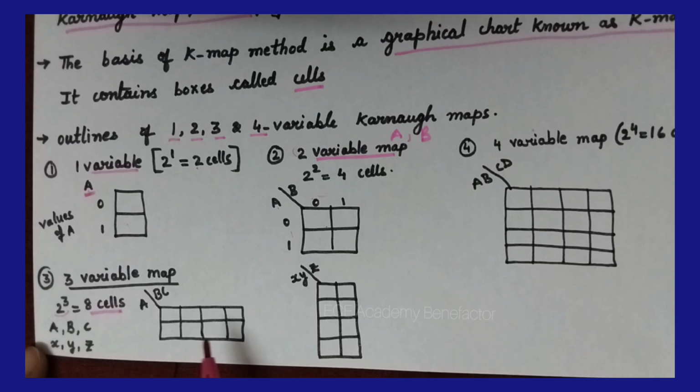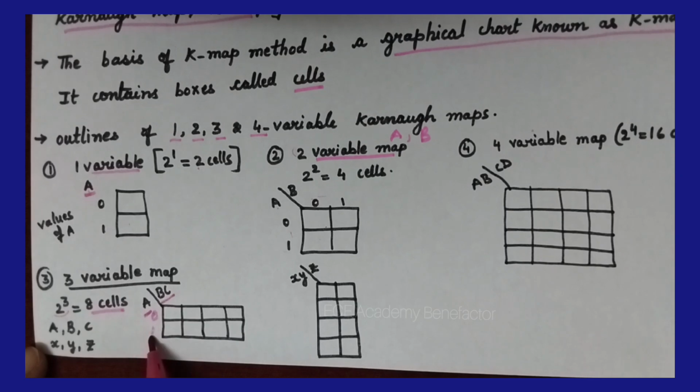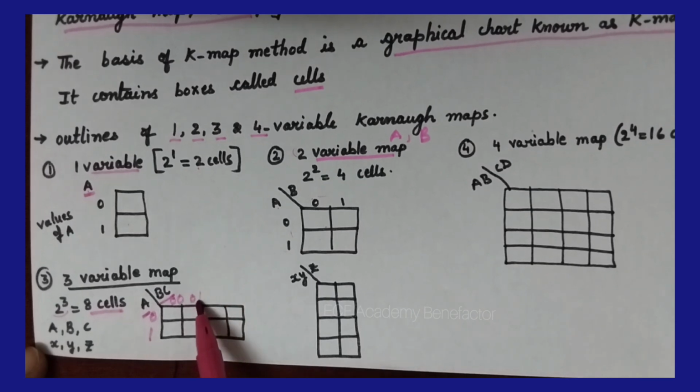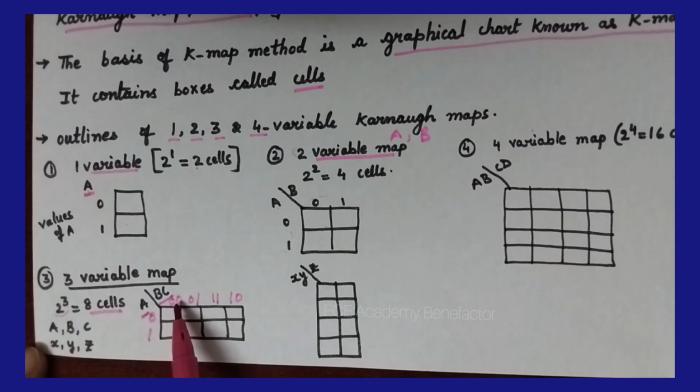If it is drawn in the horizontal way, we can write one variable A here and the other 2 variables, B, C, on this side. So A will have what values? 0 and 1, and B, C means a combination of 2, so it will be 0 0, 0 1, 1 1, 1 0. This is how the outline of the 3 variable K-map looks. So how many cells do we need? 8 cells: 1, 2, 3, 4, 5, 6, 7, 8.